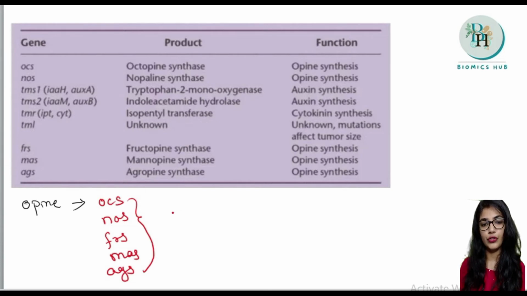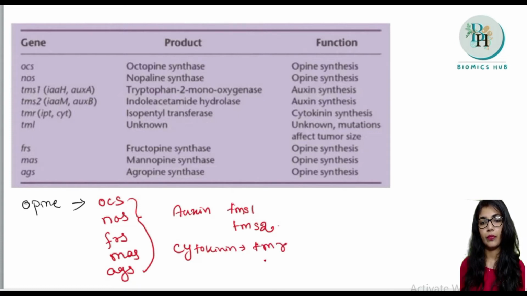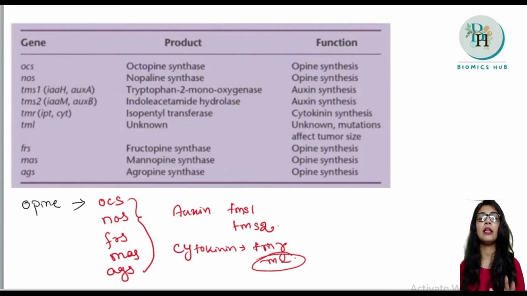Next is auxin. For the synthesis of auxin, there is the TMS1 gene and the TMS2 gene. Next is the phytohormone which is known as cytokinin. For the synthesis of cytokinin, that requires TMR and TML. Okay, the exact function of TML is still unknown. So these are all some of the genes which are responsible for causing the disease in the plants.